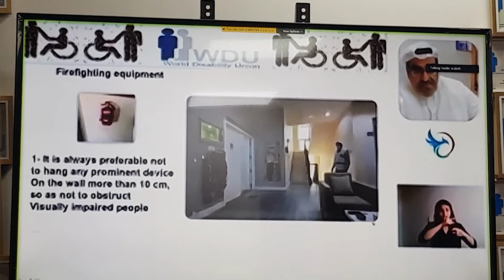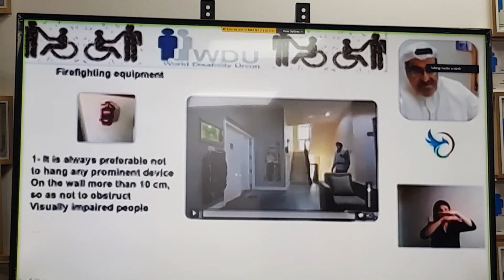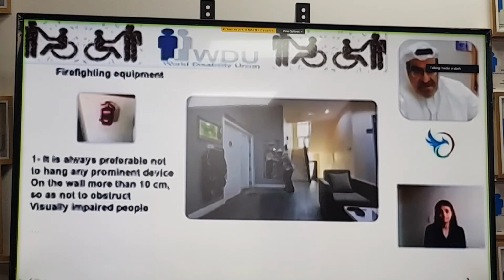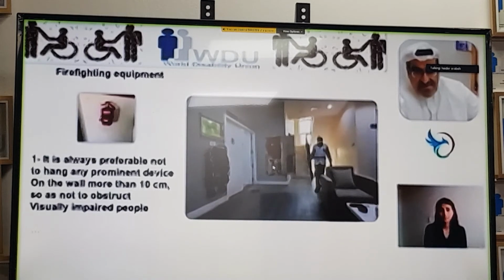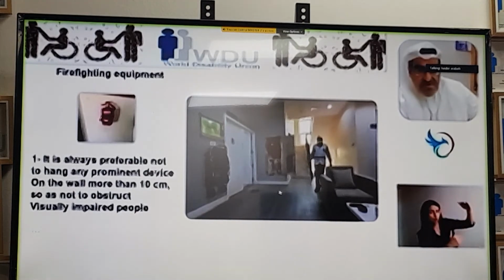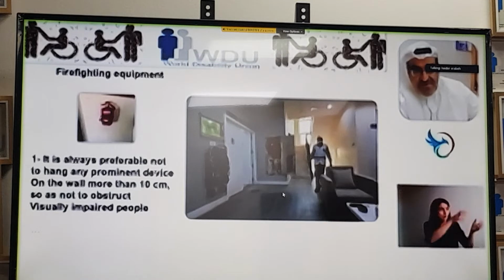We prefer that all the fire equipment be inside the wall in a cabinet, as you see here. So there's a cabinet and all the fire material is inside the cabinet, inside the wall, so it will not affect blind people when they are walking with their stick and hit it. So it is preferred to be inside the wall with a cover on it. Next.